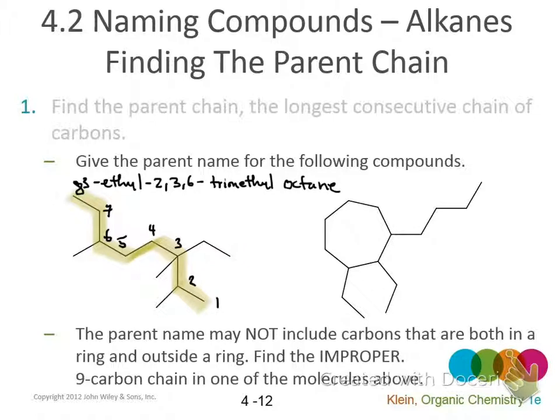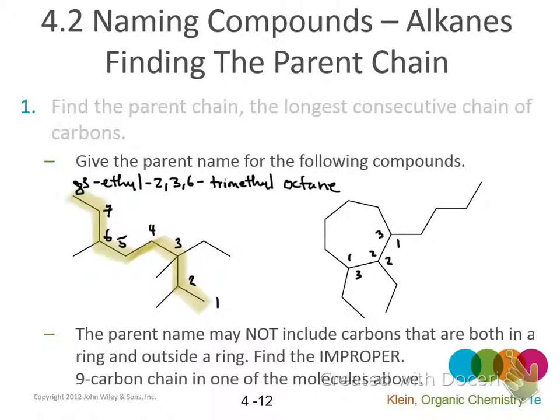Tie goes to the ring. The one with the most carbons is the parent. So in this case, the parent's the ring because it's 7 and none of the chains is longer unless you're starting to count through the ring, and you can't do that. So I have to decide how I'm going to number this. I can go 1, 2, and 3, or I could go 1, 2, and 3.